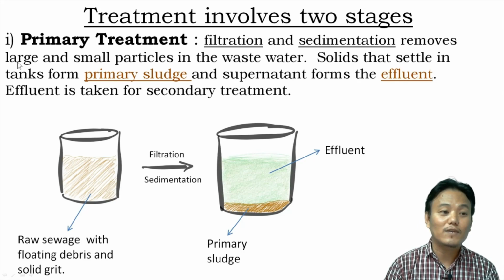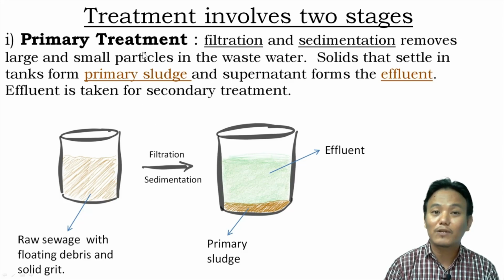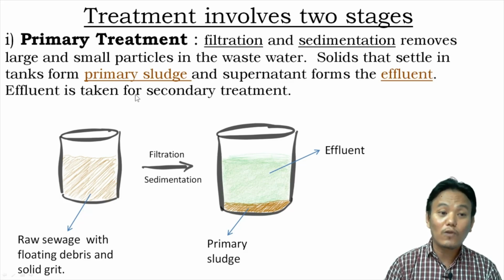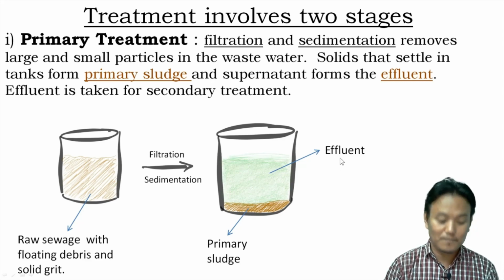What we have seen is the removal of large and small solid particles inside the sewage through filtration and sedimentation processes. These two are physical processes. There is no role of microorganisms in the primary treatment process. The role of microorganisms will be seen in the secondary treatment process, during which the microorganisms will help in the removal of organic matter present inside the effluent.